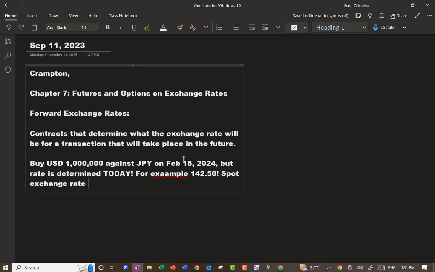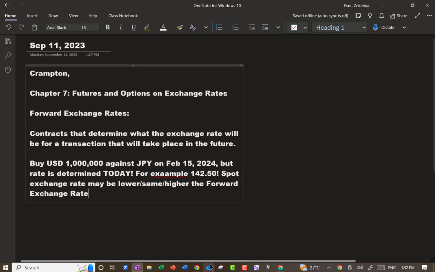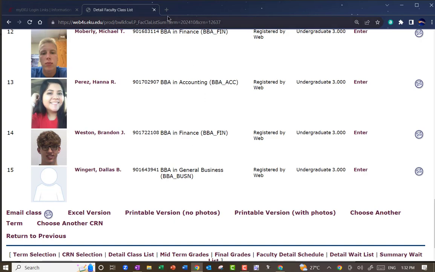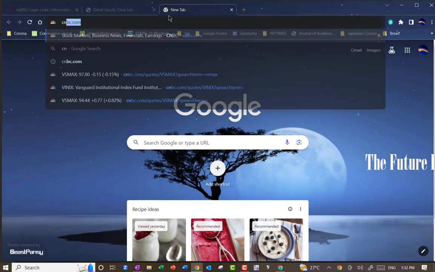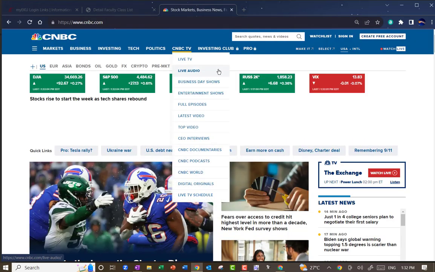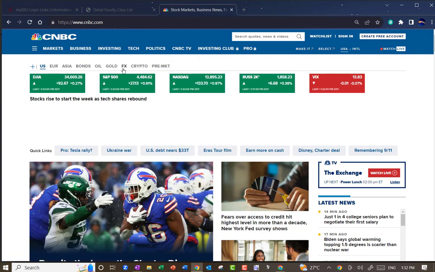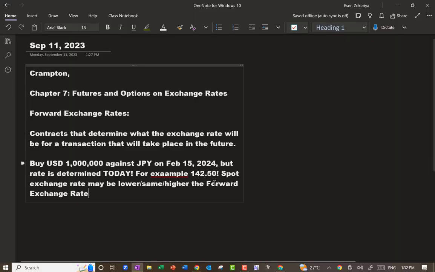Spot exchange rate may be lower, same or higher than the forward. For example, let's find out what the spot exchange rate is for yen. Today it's 146.51.